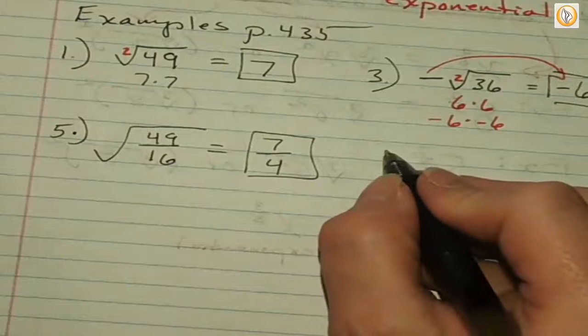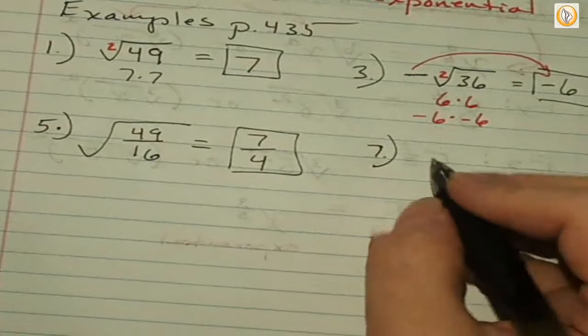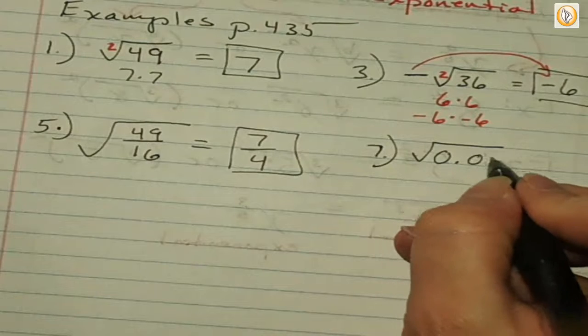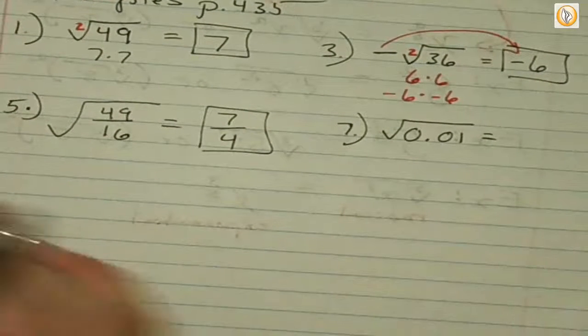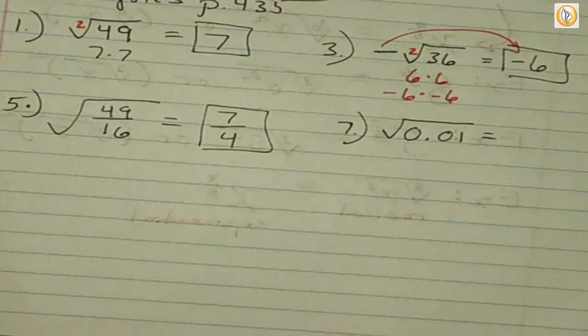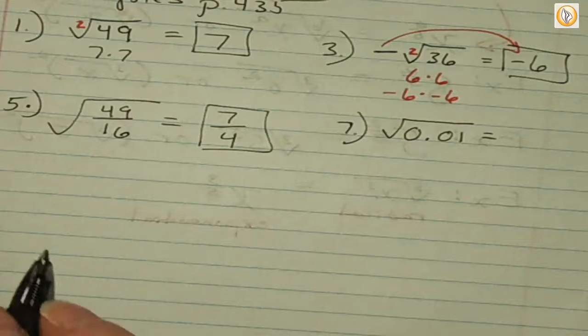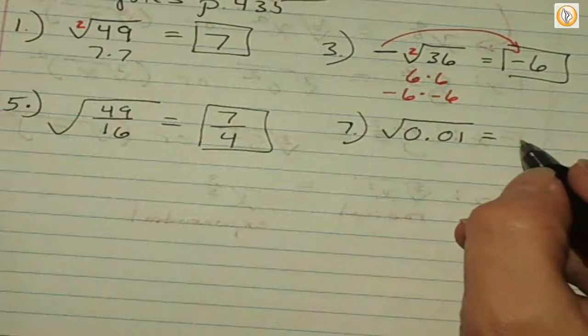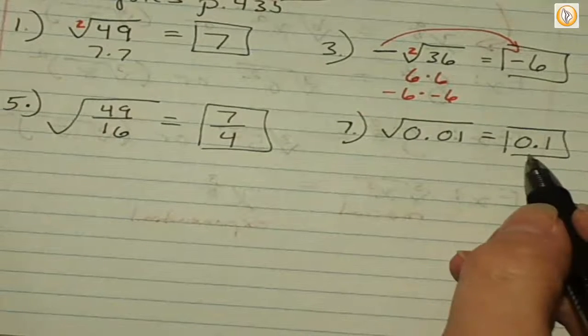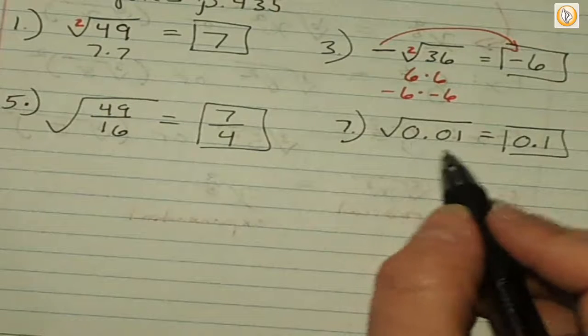Number 7, the square root of 0.01. What times itself is going to get you this? You can play around on your paper. Yes, you're going to have decimals and fractions. 0.1, that's right. Good job. Because 0.1 times 0.1 gives you 0.01.